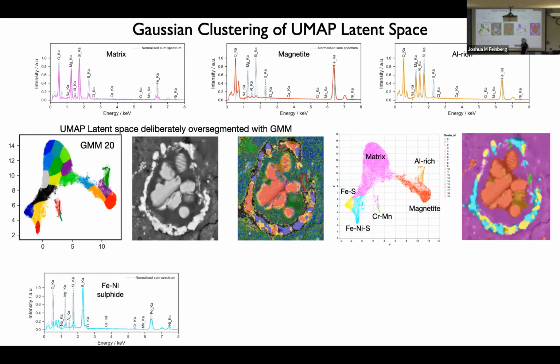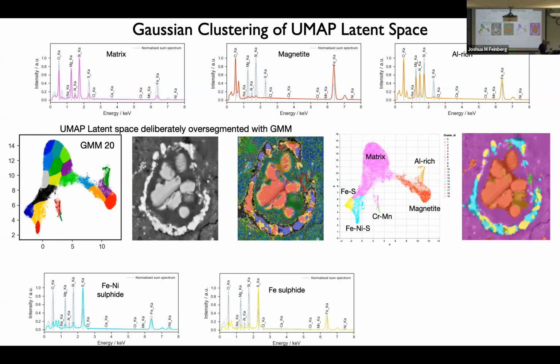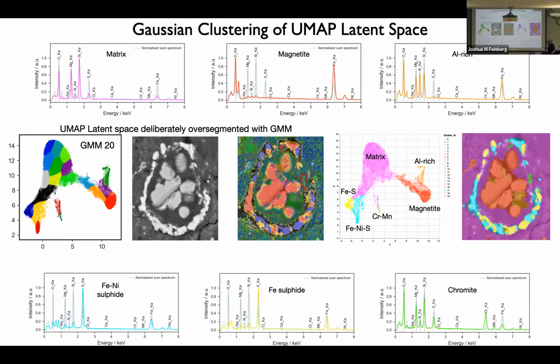So one has a distinct amount of nickel in it, which is blue, and then the other bits have no nickel at all, and there's a yellow. You can see the heterogeneity in that nickel-bearing and non-nickel-bearing sulfides in that sort of rim that's going around that grain. And then these are the chromite regions.